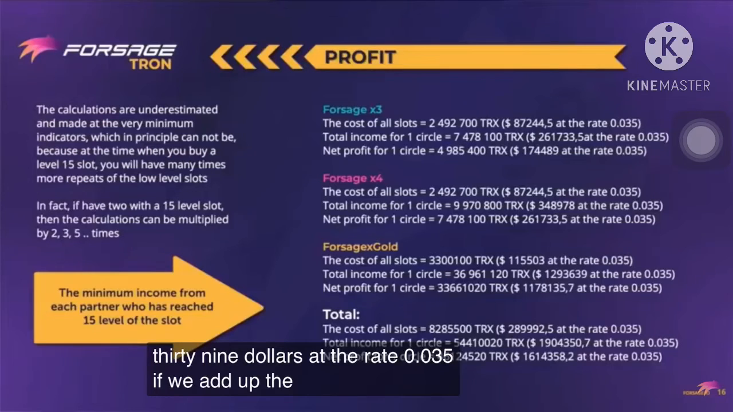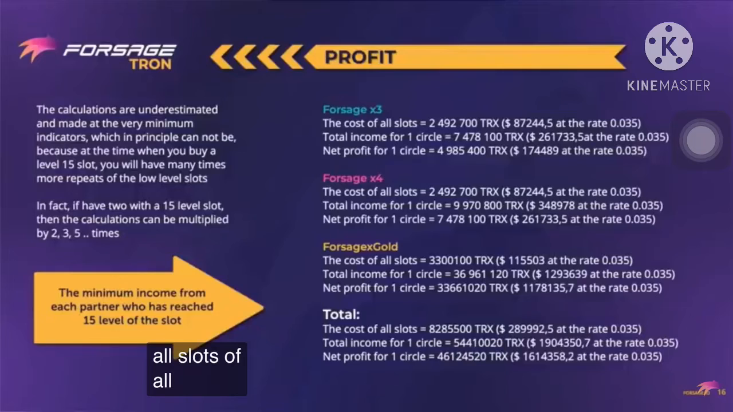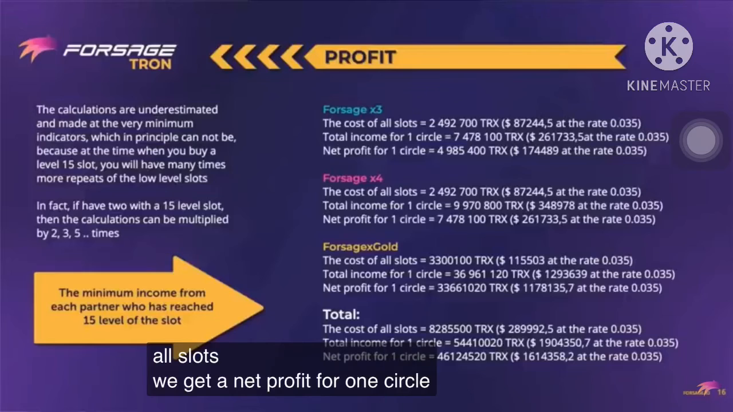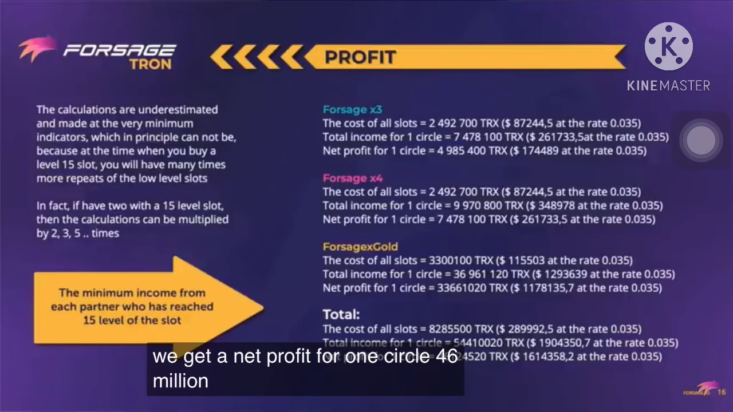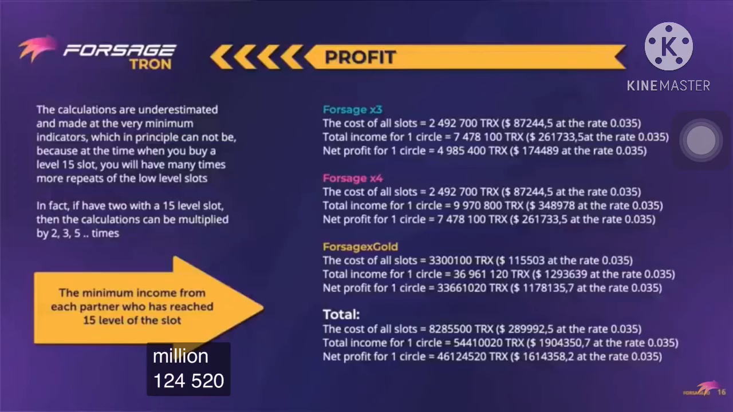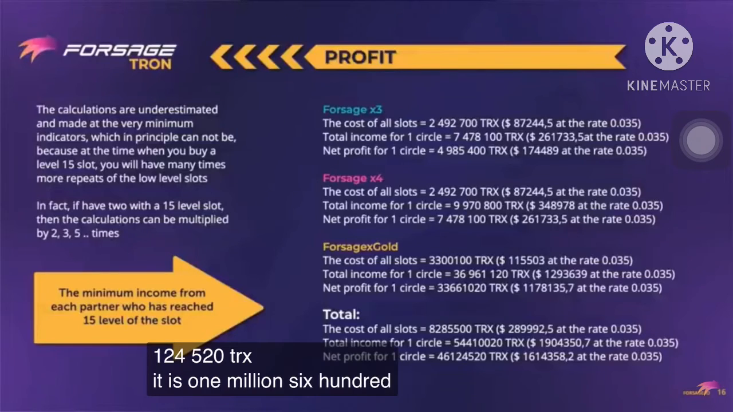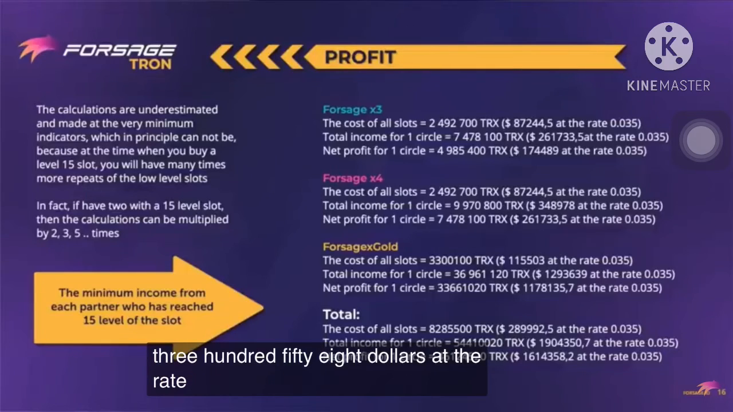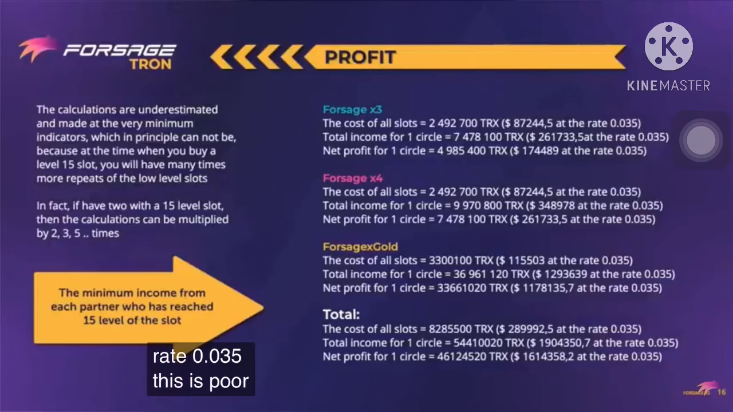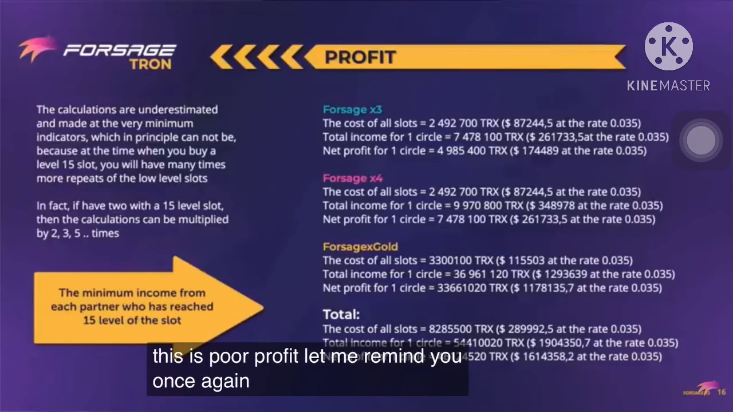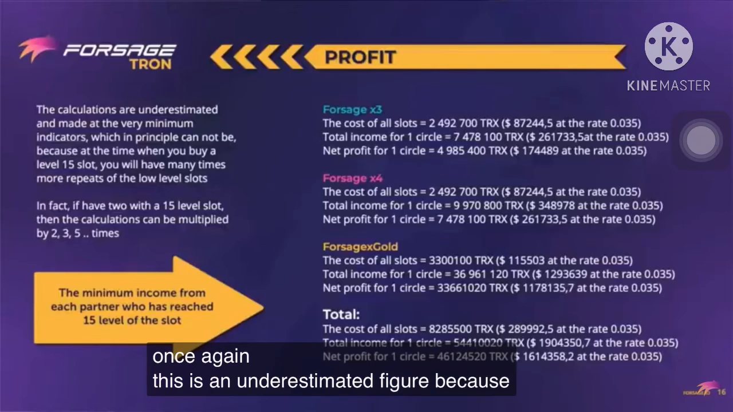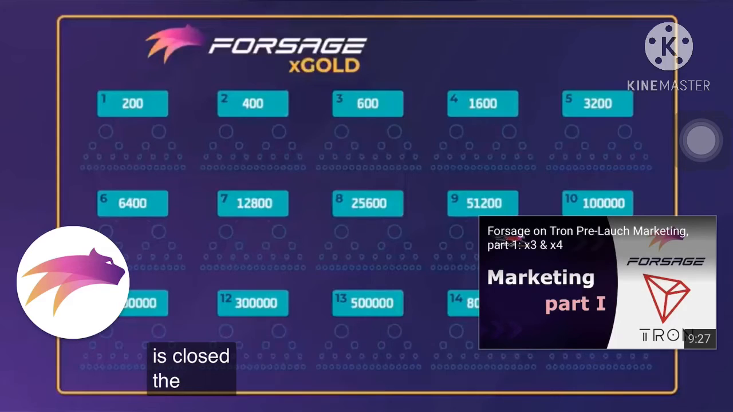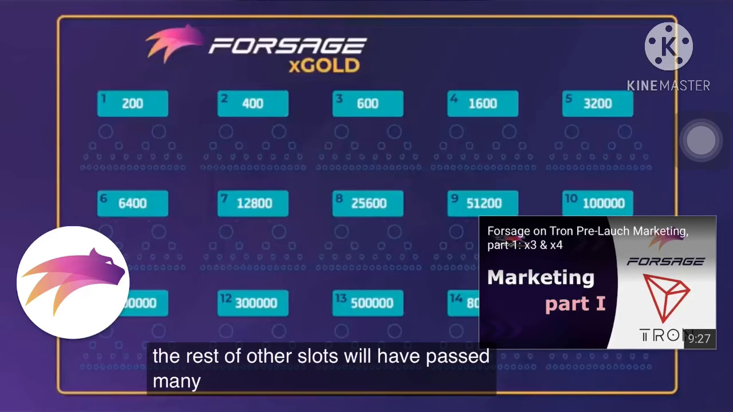If we add up the income of one circle of all slots of all programs and subtract the cost of all slots, we get a net profit for one circle of 46,124,520 TRX. It is $1,614,358 at the rate 0.035. This is not a poor profit. Let me remind you once again, this is an underestimated figure, because in reality, by the time one circle of the 15th slot is closed, the rest of the other slots will have passed many circles.